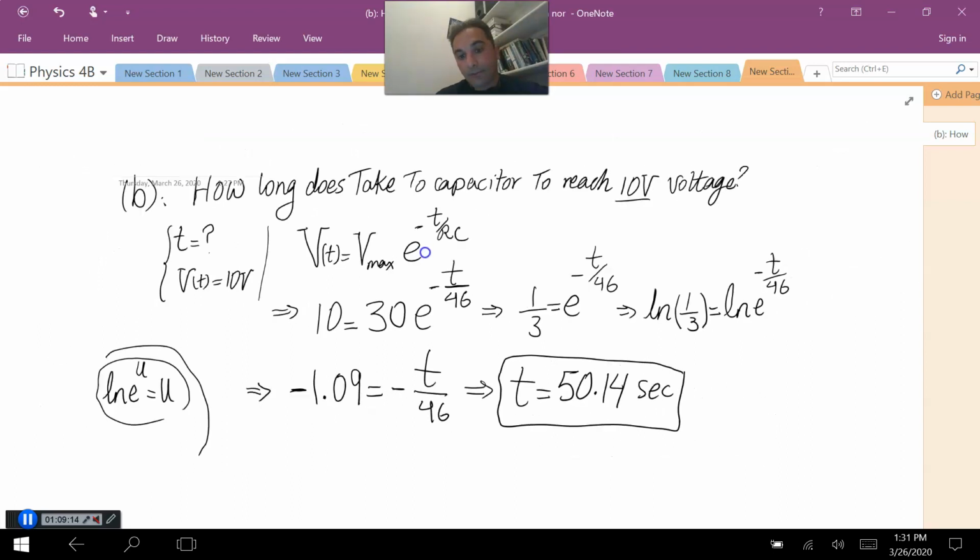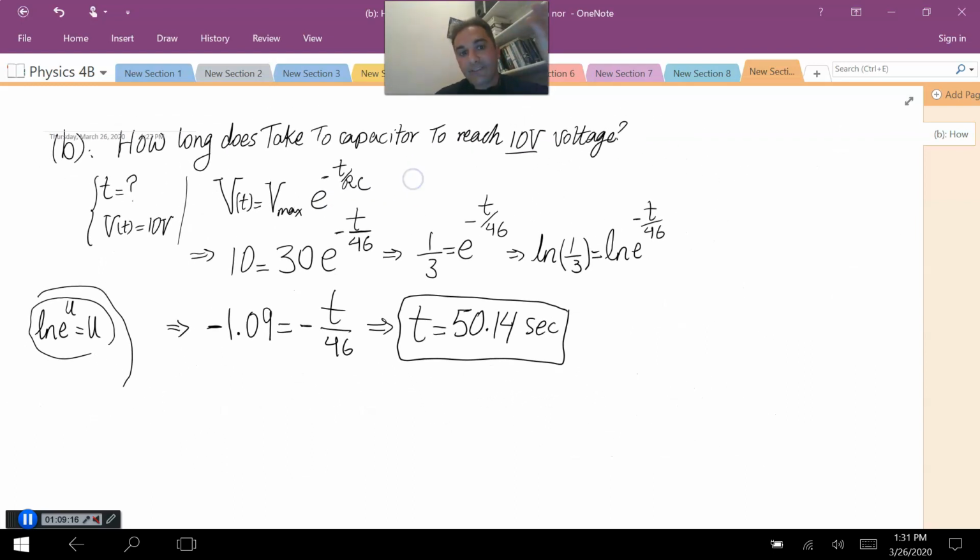All right. So 50.14 seconds after we switch S to position B, after discharging, 50 seconds later, the voltage of the capacitor reached from 30 to 10.